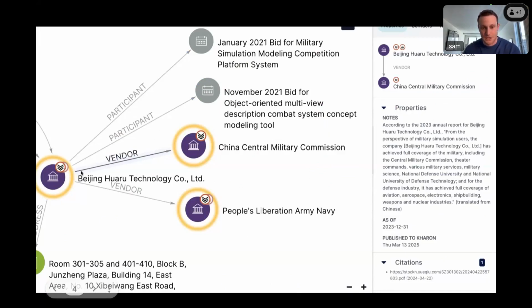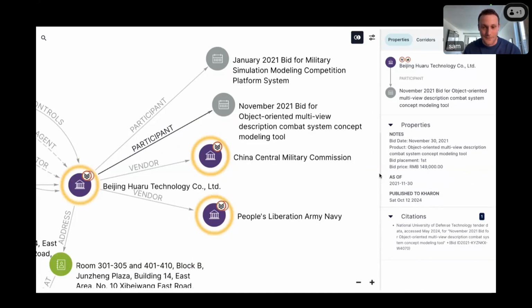So in this case, Beijing Huarui is reported as achieving full military coverage, including the Central Commission, theater commands, military services for the Chinese Military Commission. As I can see here, this is just coming from Chinese stock data, right? The Shenzhen Stock Exchange in particular. Now, if I go over here, I can map out more information.